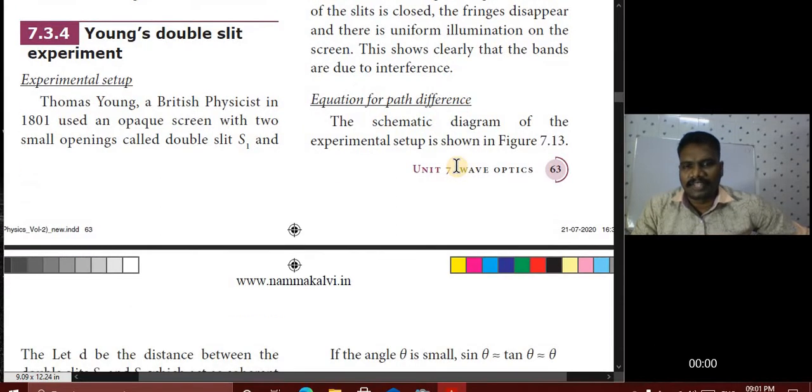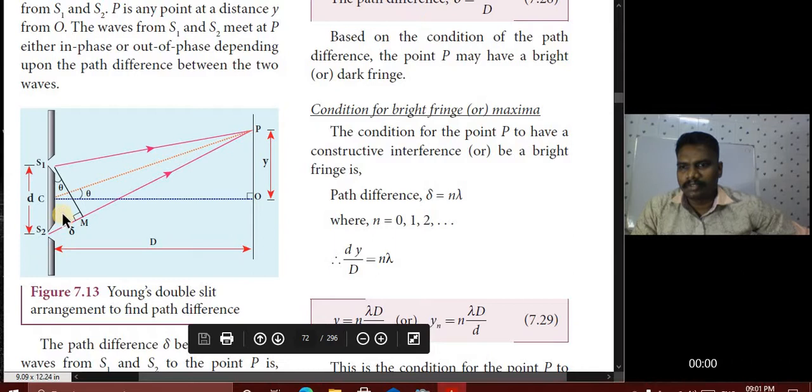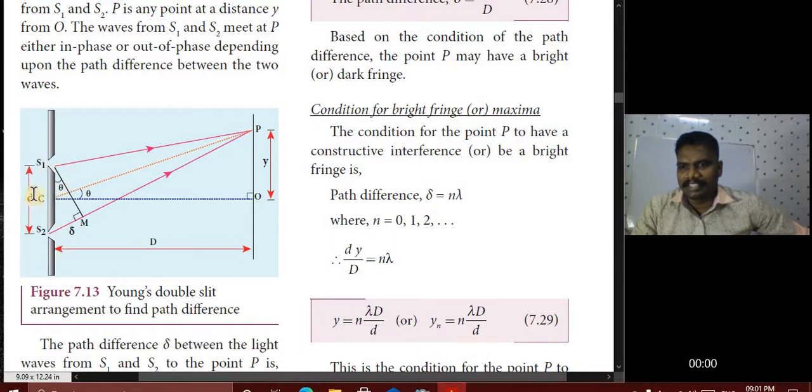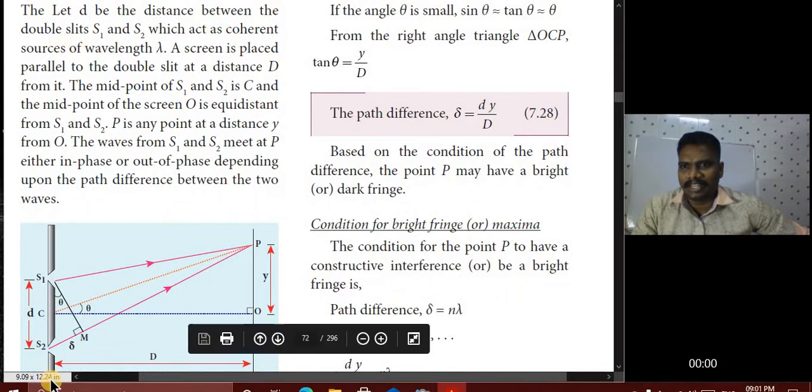Equation for path difference. The schematic diagram of the experimental setup is shown in this figure. Here S1 and S2 are placed at a certain distance, represented by small d, and the screen is placed parallel to the slits. So, let d be the distance between the double slits S1 and S2, which act as coherent sources of wavelength lambda. A screen is placed parallel to the double slit at a distance represented by capital D from it.